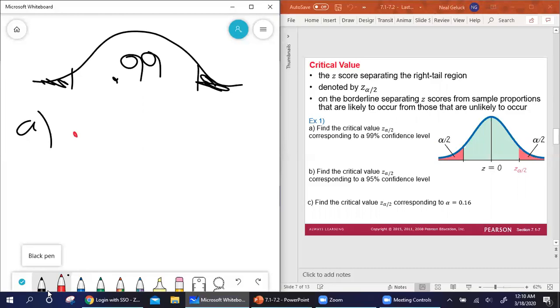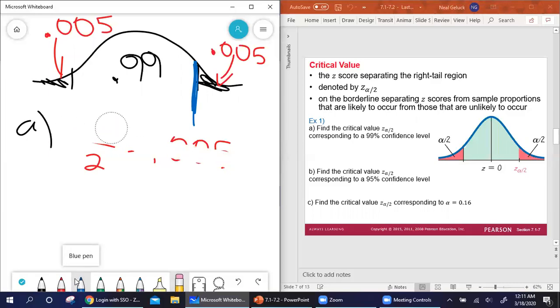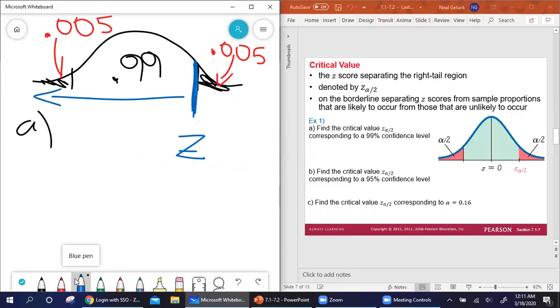So I'm taking 0.01 and dividing that by 2, which will give me 0.005 in each tail. Okay, so basically this turns into stuff we have been doing. I want to know what z-score has an area to the left of, well, that's 0.99 and 0.005, so that'd be 0.995.